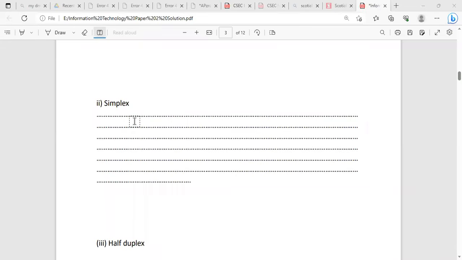All right, next up we have simplex, and the next one after will be duplex. All right, so what is simplex? Basically, simplex are communication lines that permit data flow in one direction. For example, walkie-talkie. You know, where you talk and the other person listens, and then you switch over, then they talk, you listen. So data flows in one direction.